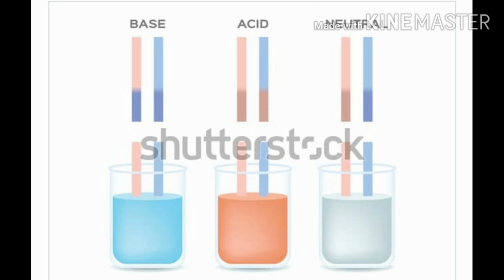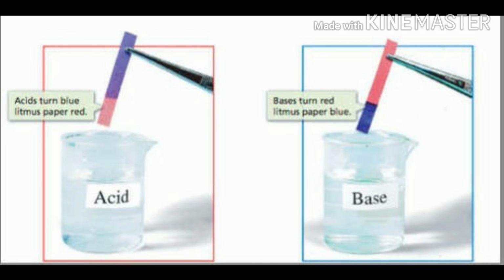When this purple strip is dipped in the aqueous solution of an acid, its color changes to red. In case the same is immersed or dipped in the aqueous solution of a base, the color becomes blue. If a blue litmus strip is dipped in an acidic solution, its color changes to red. And if the red strip is dipped in a basic solution, its color changes to blue.